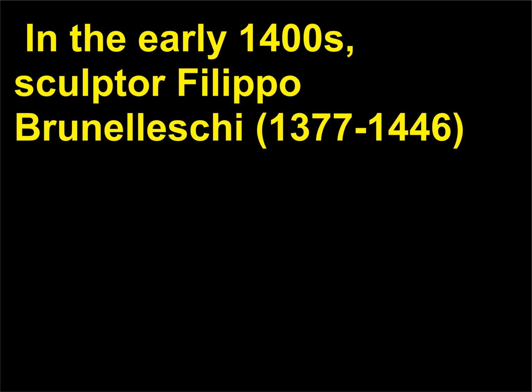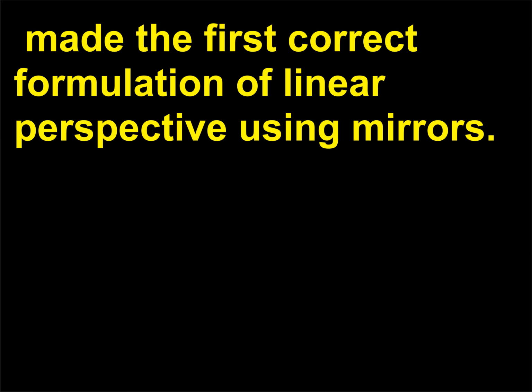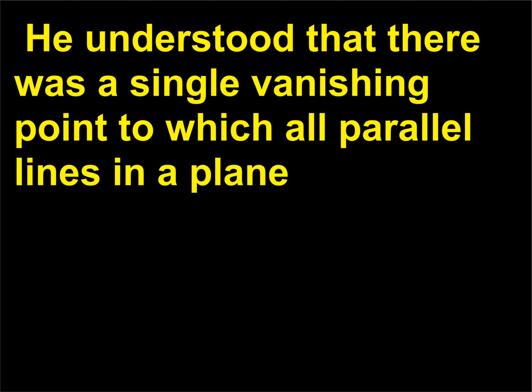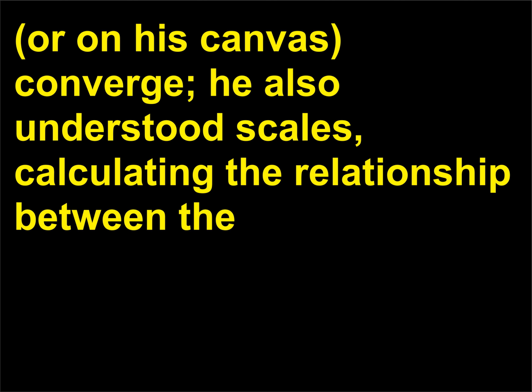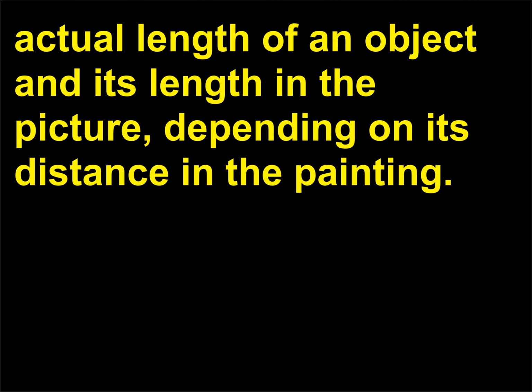In the early 1400s, sculptor Filippo Brunelleschi, 1377 to 1446, made the first correct formulation of linear perspective using mirrors. He understood that there was a single vanishing point to which all parallel lines in a plane, or on his canvas, converge. He also understood scales, calculating the relationship between the actual length of an object and its length in the picture, depending on its distance in the painting.